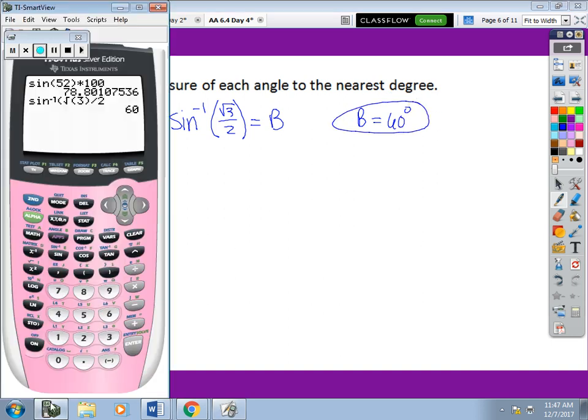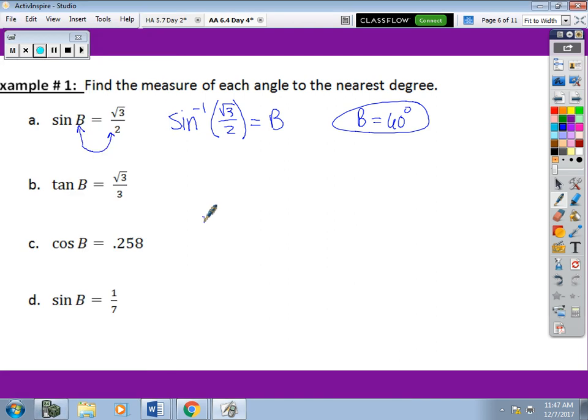Next one, we would switch these around. When you flip them, that's when you take your inverse. Type that into our calculator.